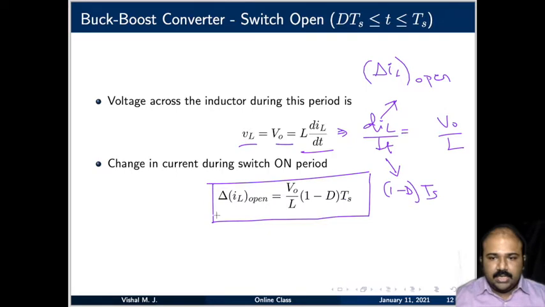So, that is what is being shown here. You take this one there and cross multiply, you will get delta IL open is equal to V0 by L into 1 minus d Ts. This is what has been done here. Hope you are clear with this.